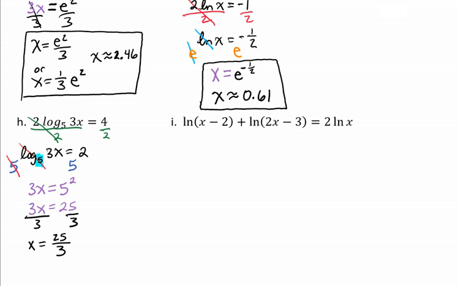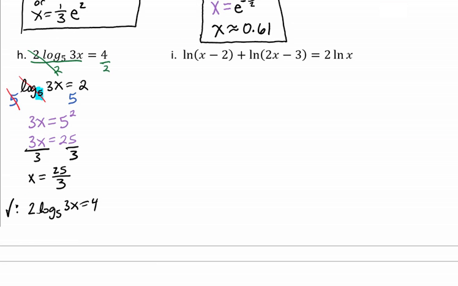Now we want to make sure that we check this and make sure that it's actually going to work out. So we plug it back into our original. I'm going to take my x and replace it, so I have 2 times the log base 5 of 3 times 25 over 3, and we want to know, does that equal 4? I'm going to multiply, because this whole thing is what the log base 5 is being taken of. We simplify that down: 2 times the log base 5 of 25, since 3 times 25 over 3 is just 25.